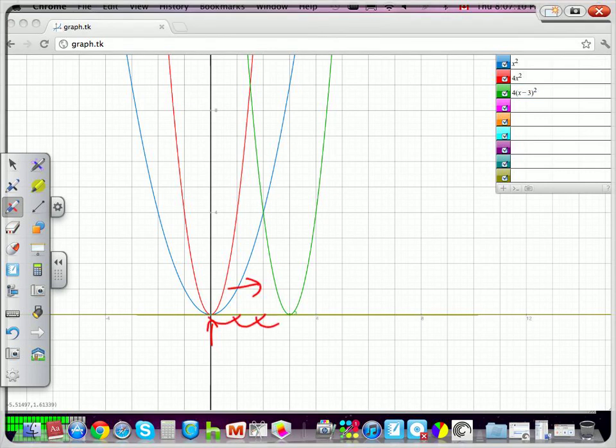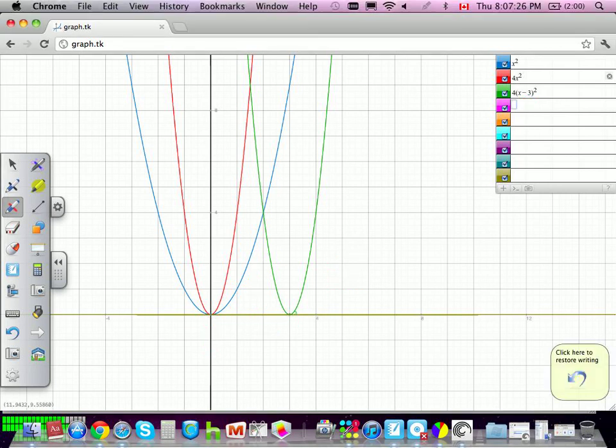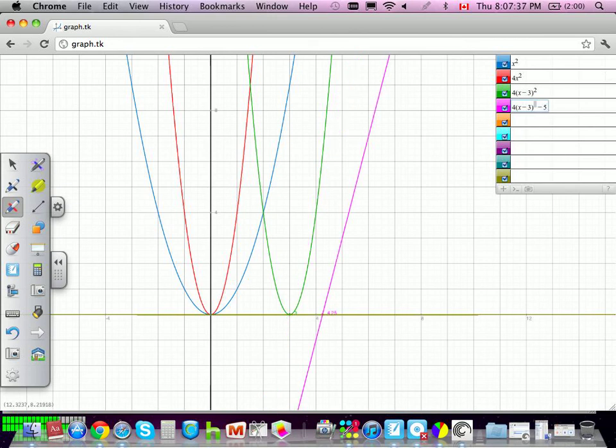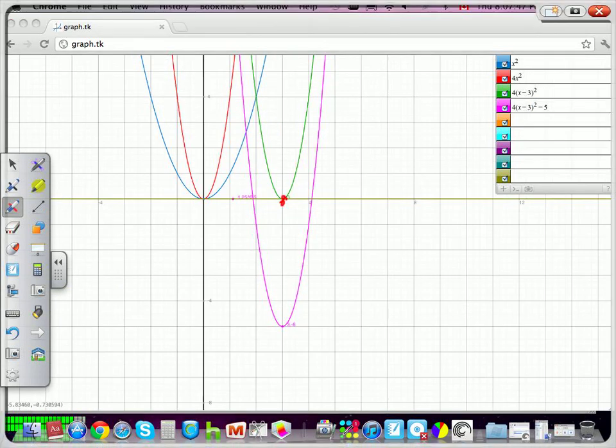And then finally, the last one we're going to do is add the 5 in. So 4 times x minus 3 squared. What do we say? Minus 5, right? There we go. So what happens there is our green one has now shifted 5 units down. 1, 2, 3, 4, 5. So here is our parabola in the purplish fuchsia color. That's what our function is.